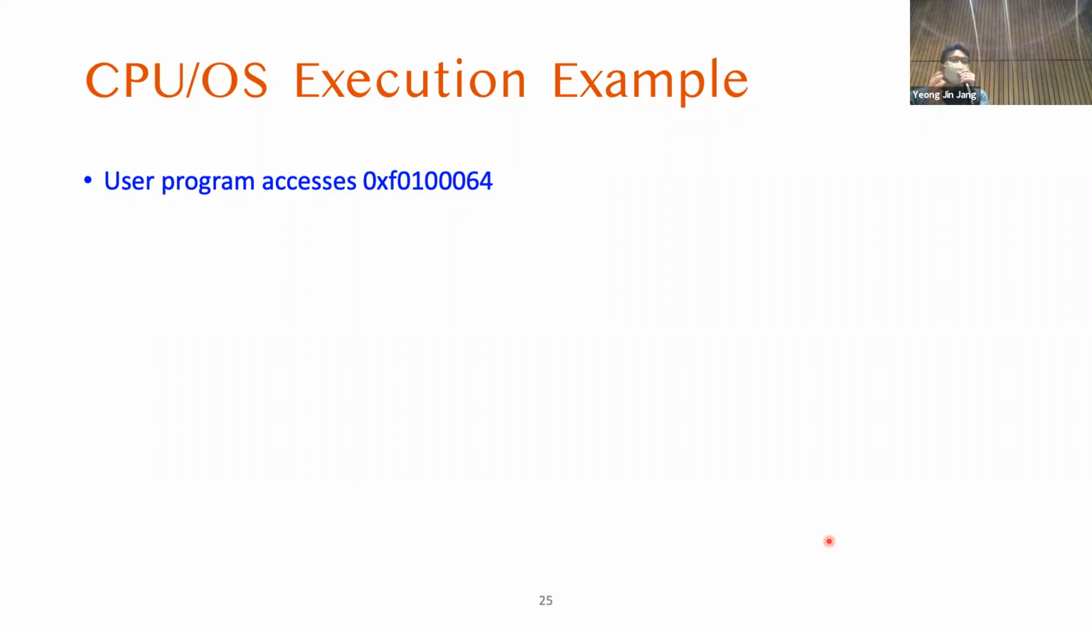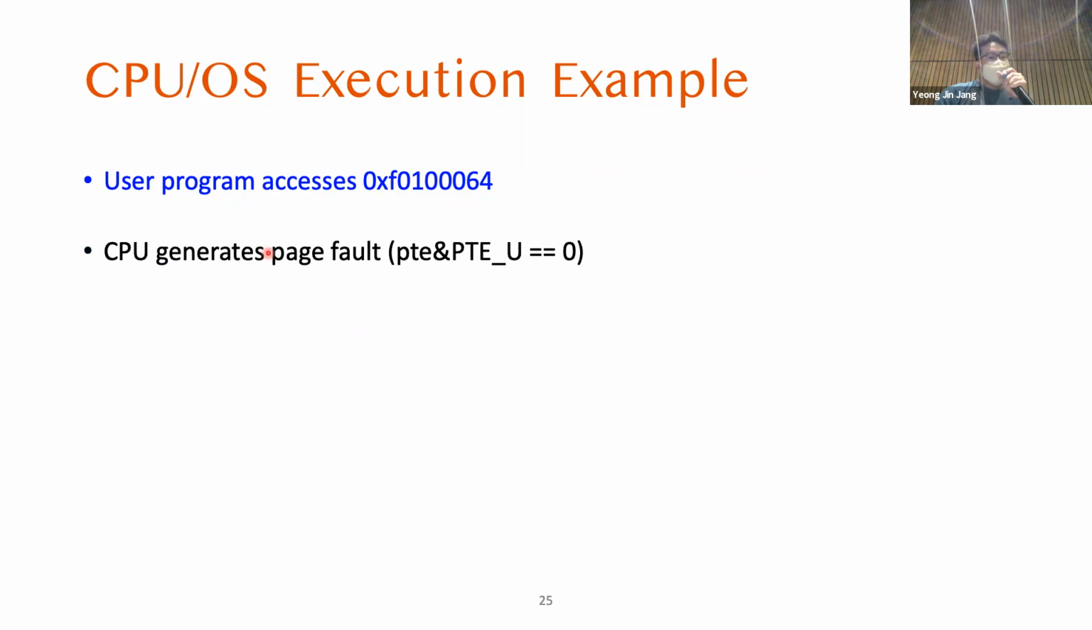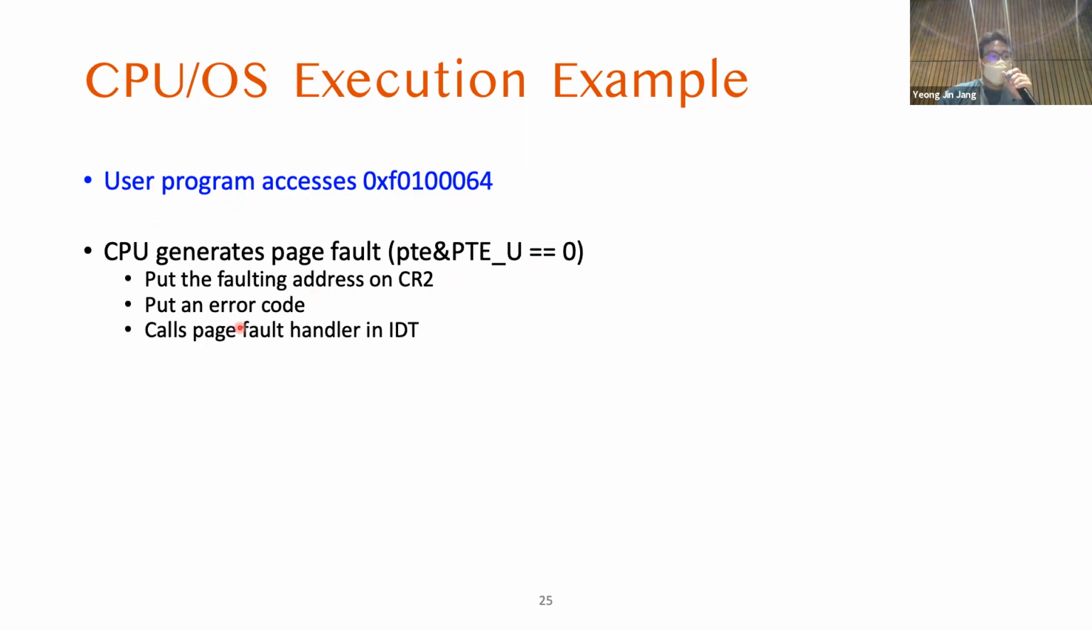The example that I just showed you is a user space program attempting to access a kernel address. The CPU will generate the page fault because it does not allow user level access. It will put the faulting address into CR2 and then put the error code. Then in the IDT, the CPU knows that it must call the page fault handler, which you defined as T_PGFLT in JOS lab 3.